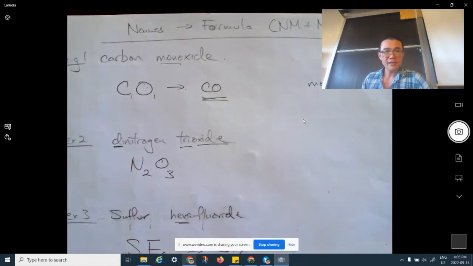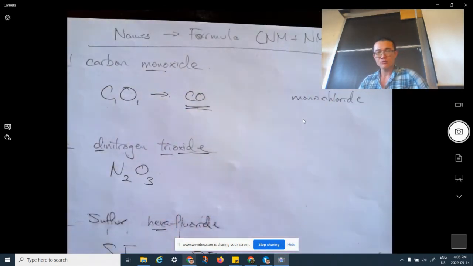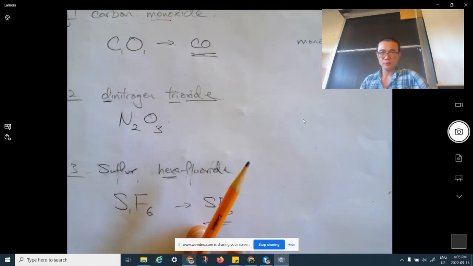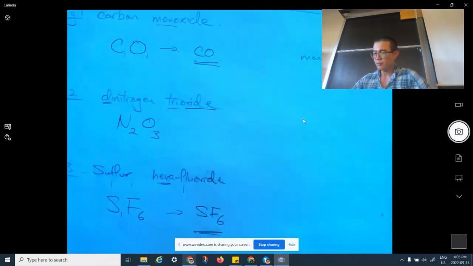Okay, so hopefully this helps. Again, when you're doing non-metal with non-metal, you don't use the crossover rule, but you will need to get comfortable with the prefixes.